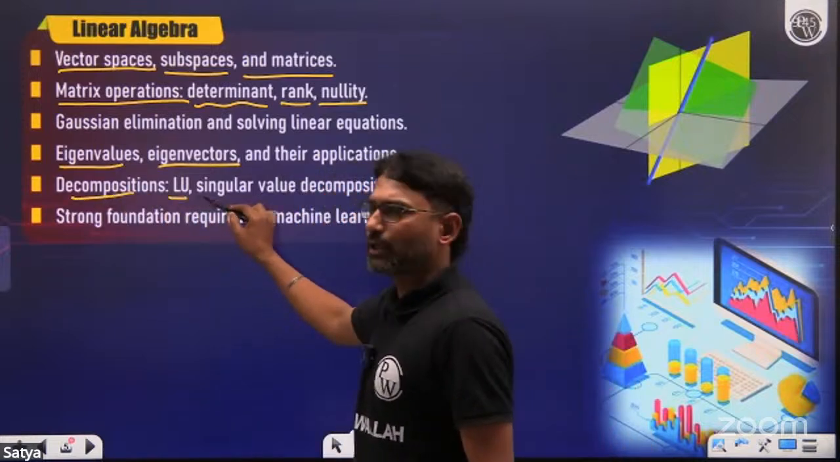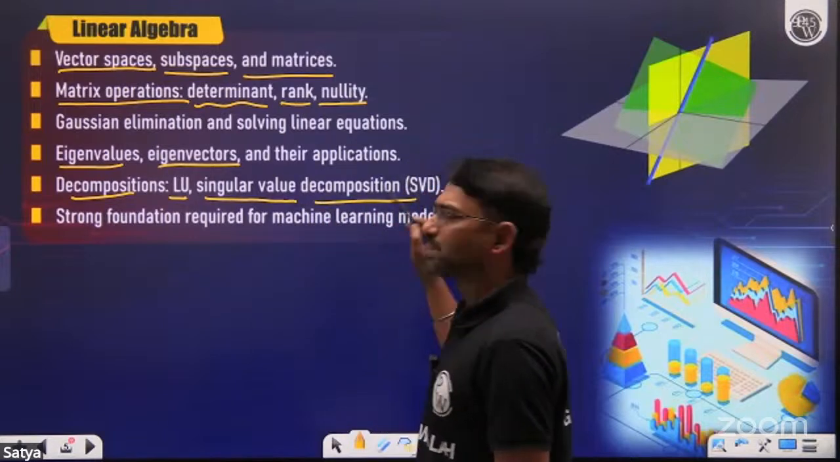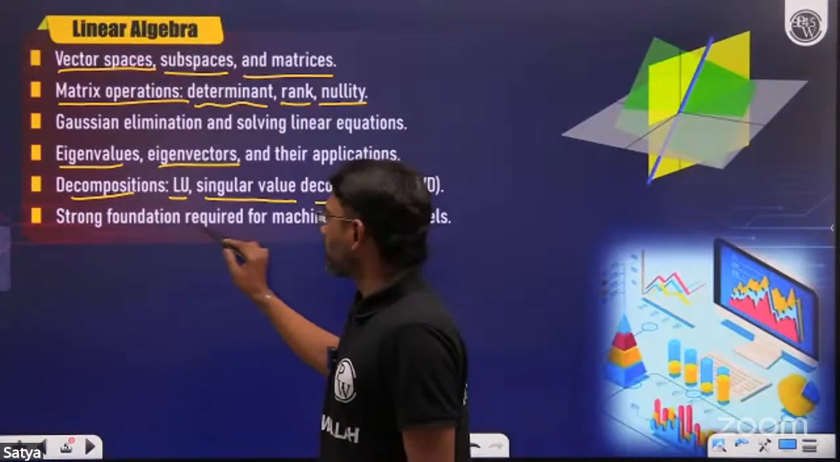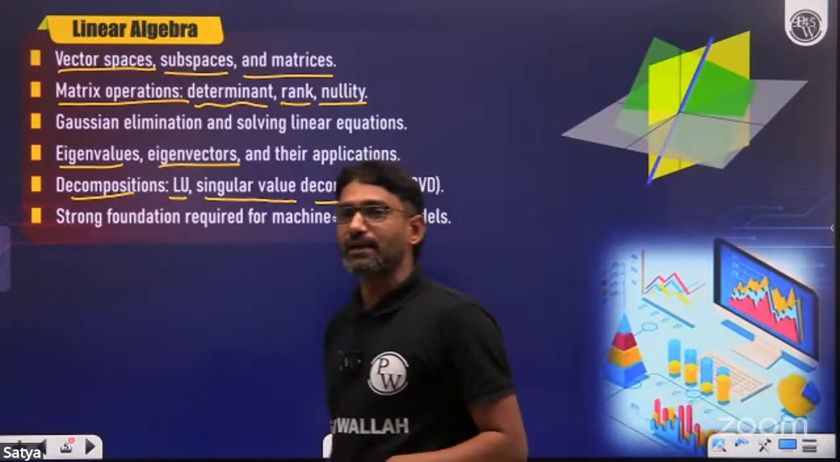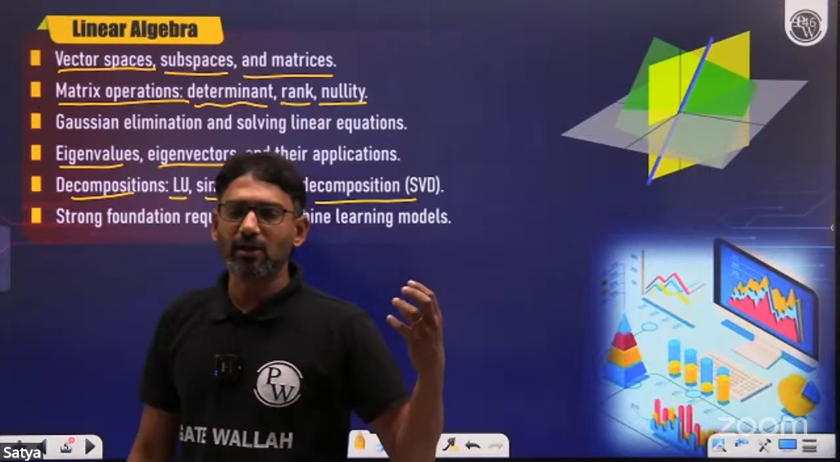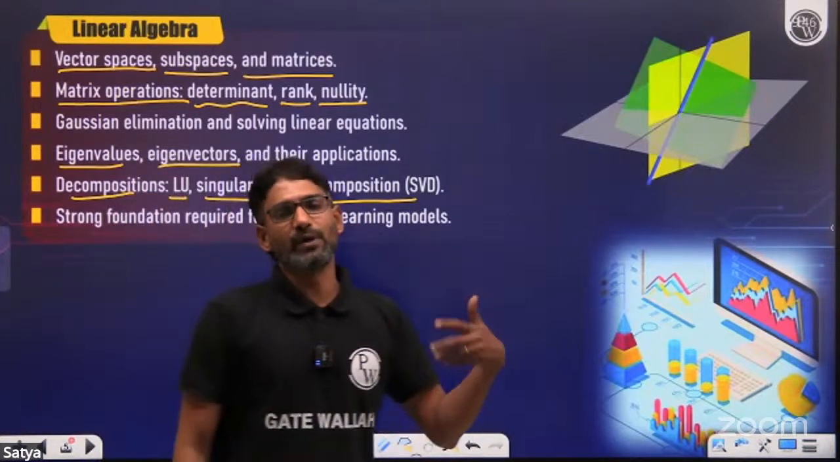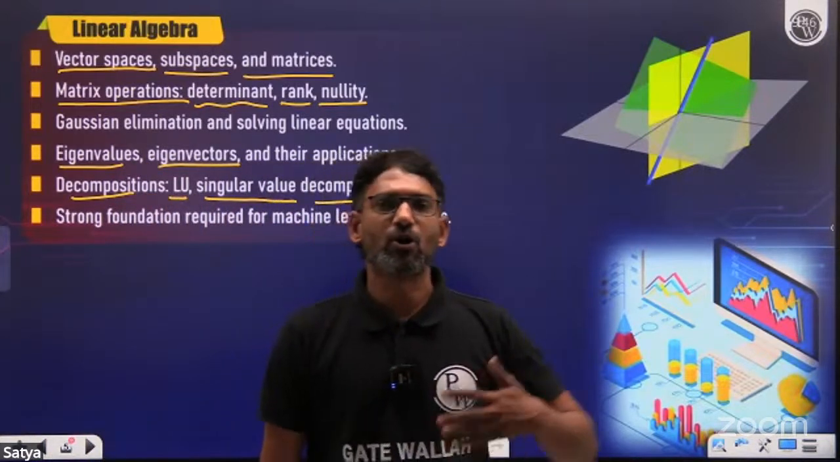Decompositions like LU and singular value decomposition, SVD. And a strong foundation is required for machine learning models. Of course, linear algebra will help you in understanding ML algorithms also.